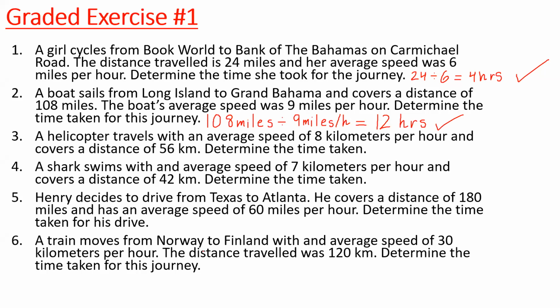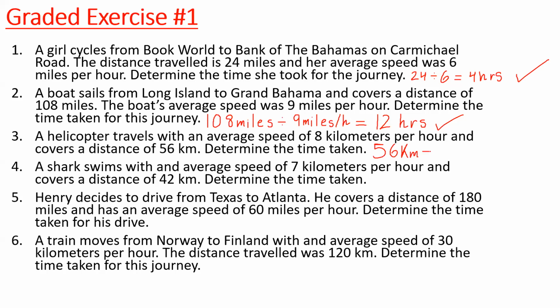A helicopter travels with an average speed of 8 kilometers per hour and covers a distance of 56 kilometers. Determine the time taken. To find time, you do distance divided by speed. The distance is 56 kilometers and the speed is 8 kilometers. 8 can go into 56 7 times. So the answer is 7 kilometers.